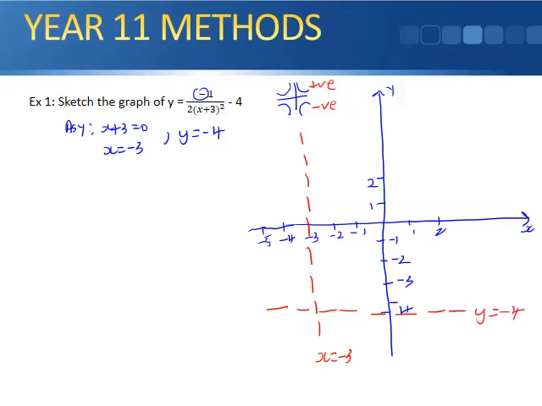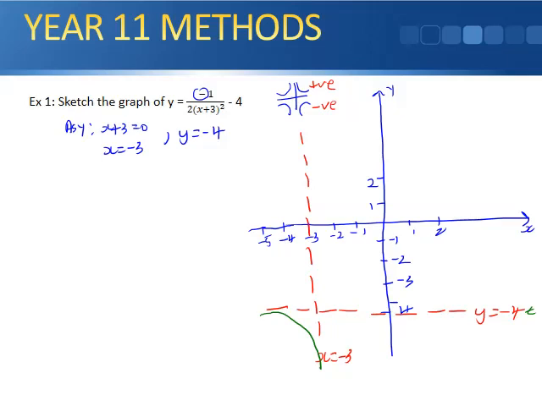Y equals negative 4. Okay, the graph, remember, it's a negative, so it's going to be this way in the bottom half of the x-axis, but the x-axis now is where the asymptotes are. So this one will be like this, and this one will be here, but it will cross on the y-axis.